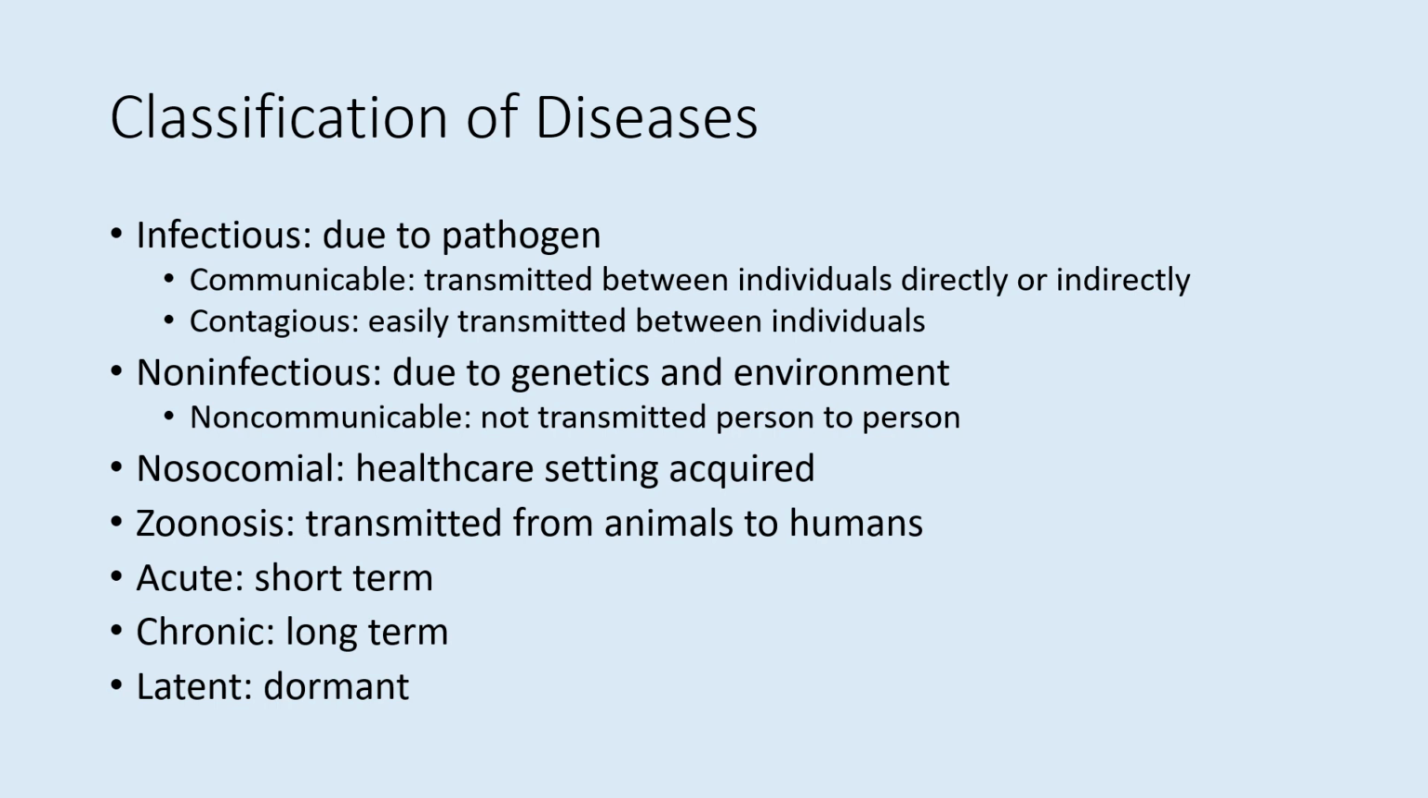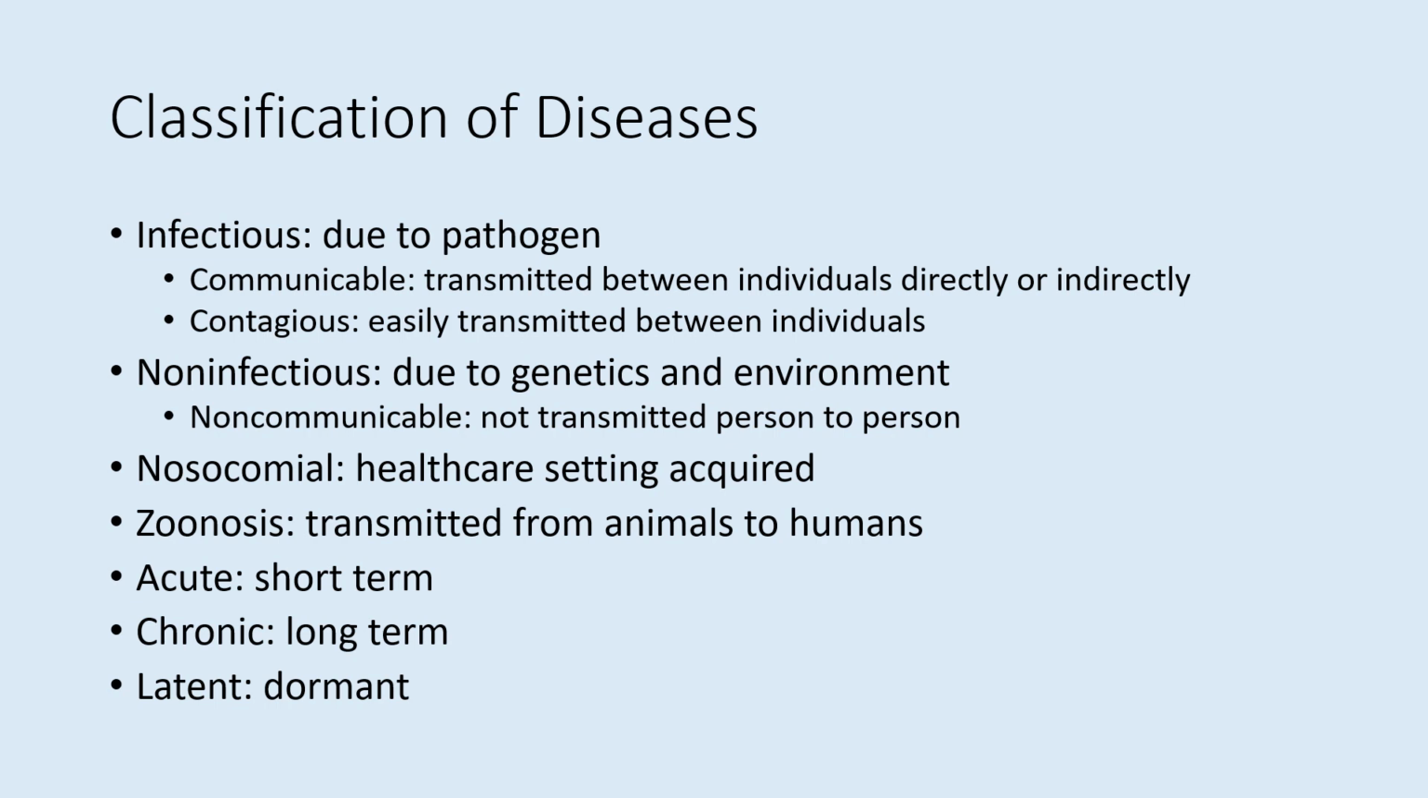Classification of diseases. So if it's an infectious disease, it's due to the pathogen, whether it's bacteria, virus, fungus, whatever. If we say it's communicable, that means it can be transmitted between individuals directly or indirectly. If it's contagious, it's very easily transmitted between individuals. You walk in a small room and somebody has a contagious disease, you're probably going to get it. Non-infectious means the disease typically is going to be due to genetics and or the environment. Non-communicable, it cannot be transmitted from one person to another.